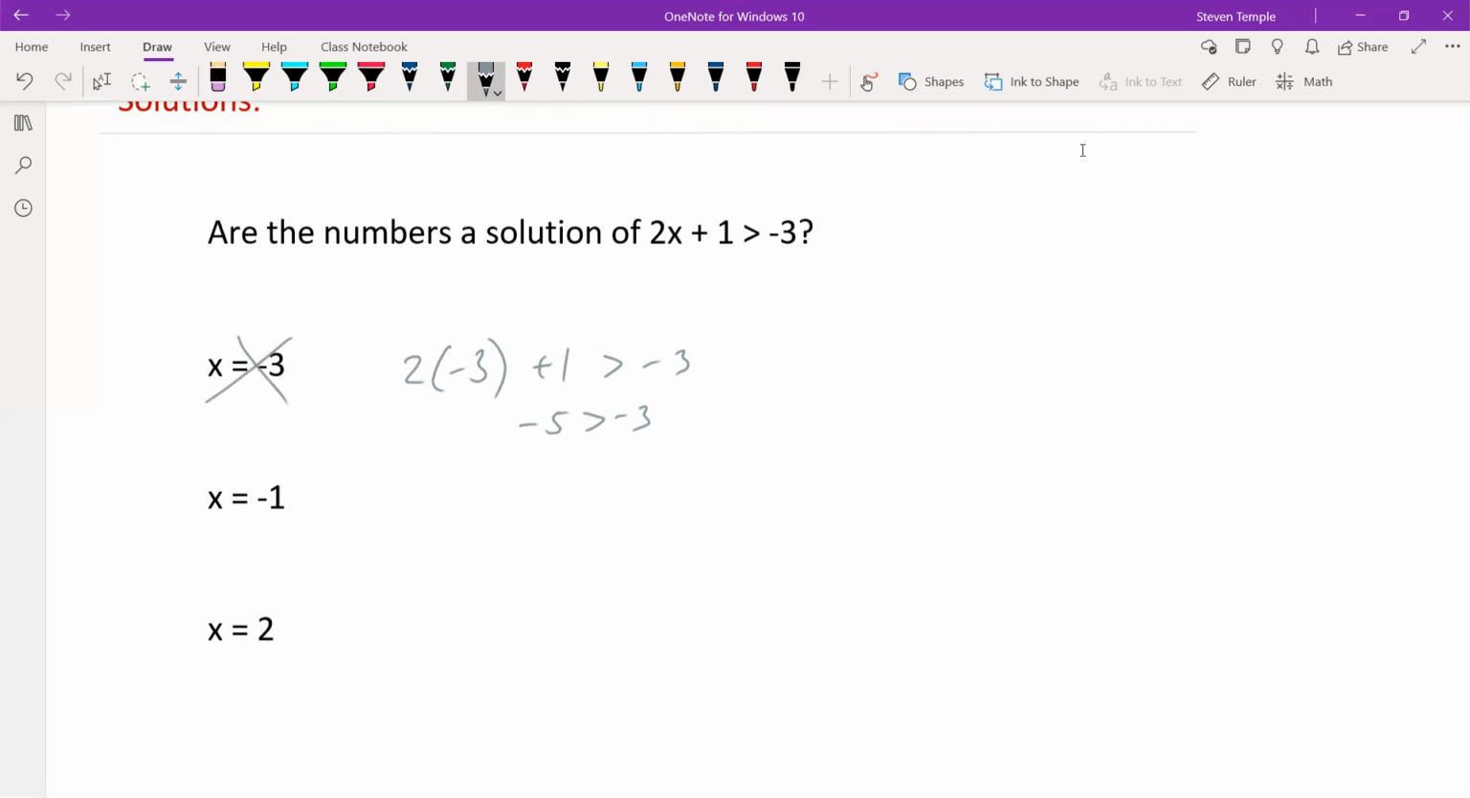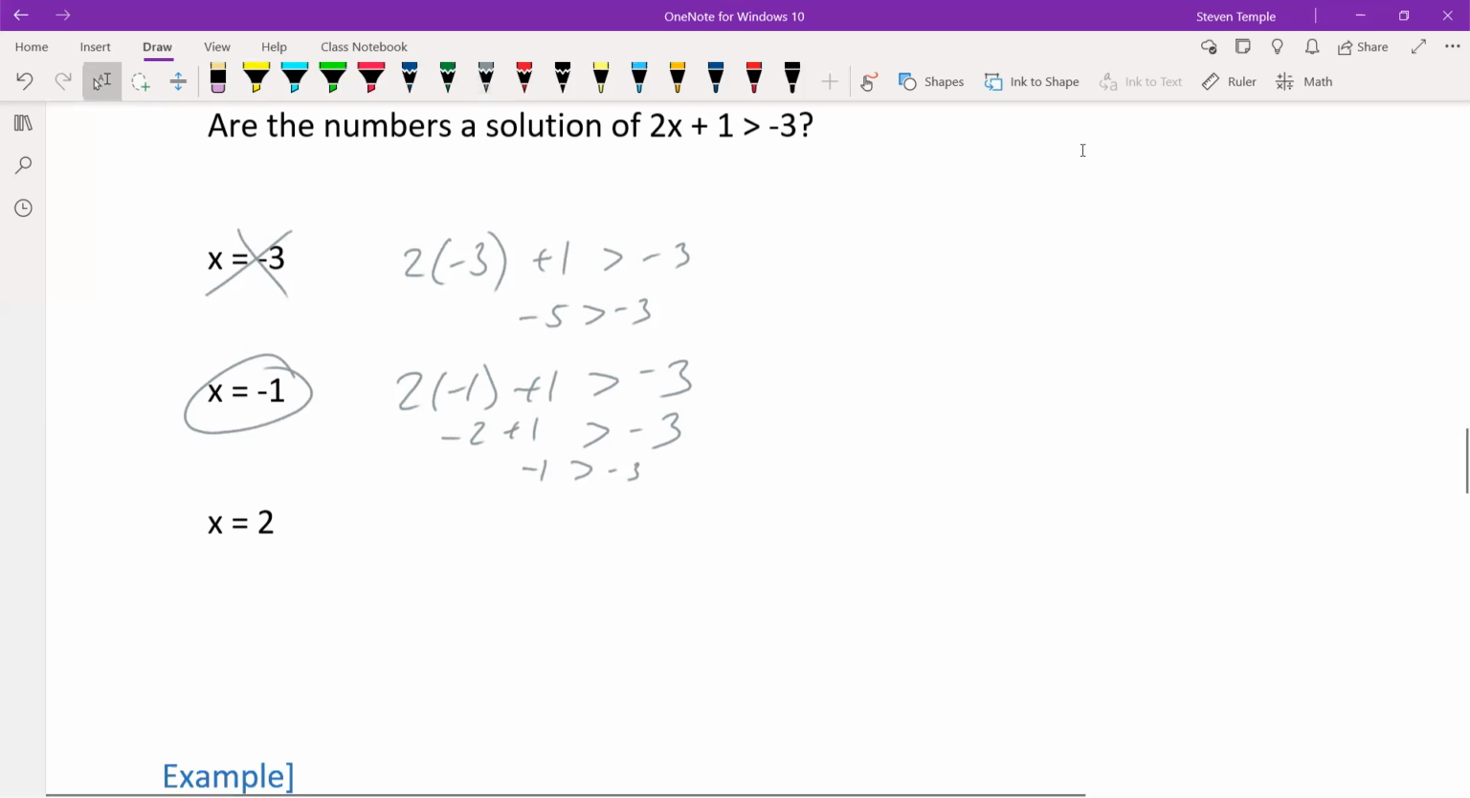Well, let's try -1. Let's go ahead and drop in a -1 for x. So I just fill in my numbers here, my expressions. Go ahead and do the order of operations. 2 times -1 is -2 plus 1. Is that greater than -3? Well, that would end up being -1. Is that greater than -3? That is true. That is a solution.